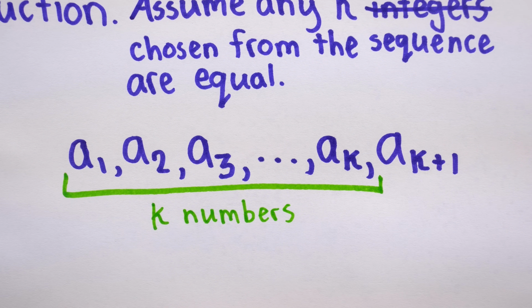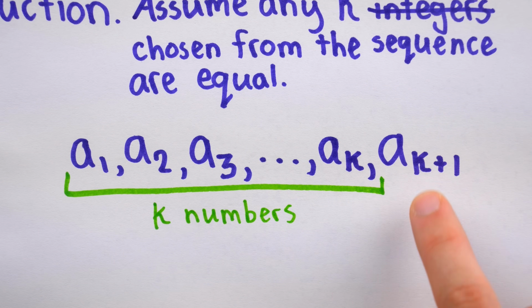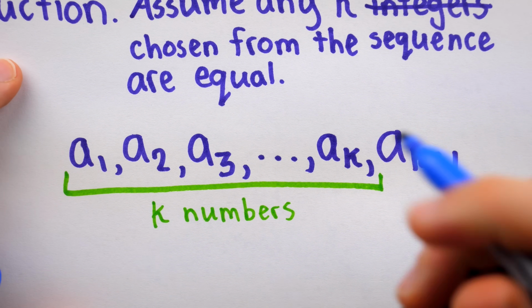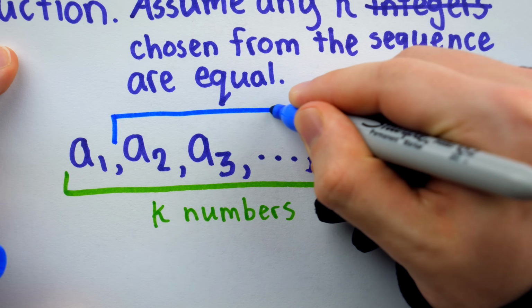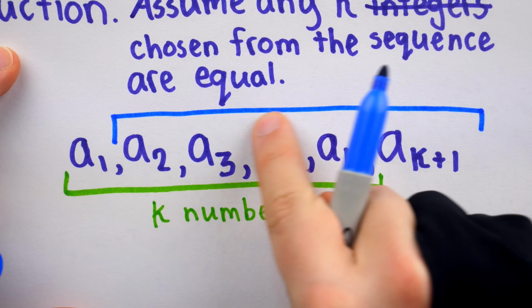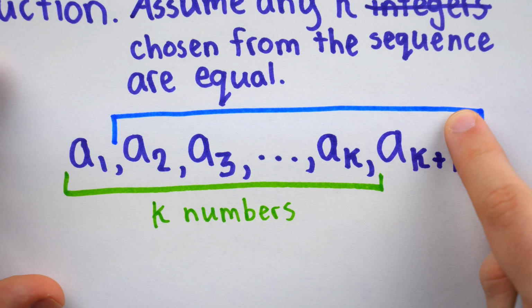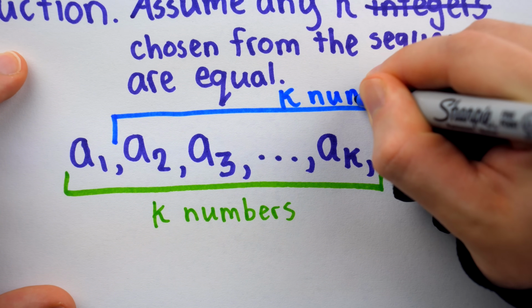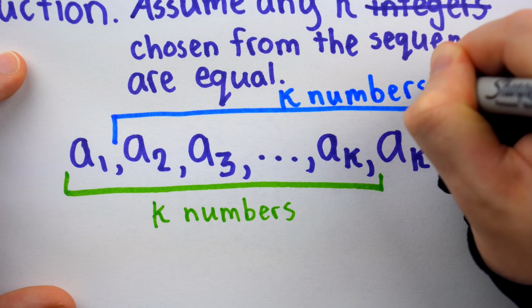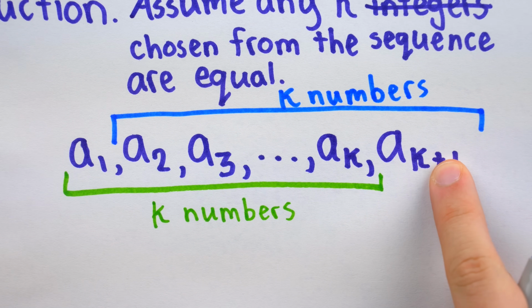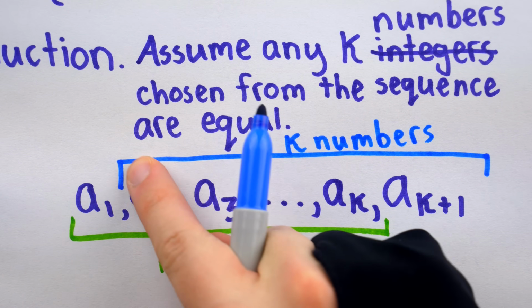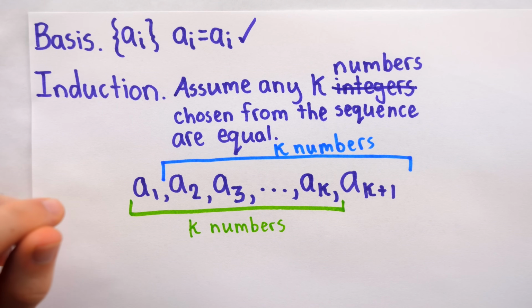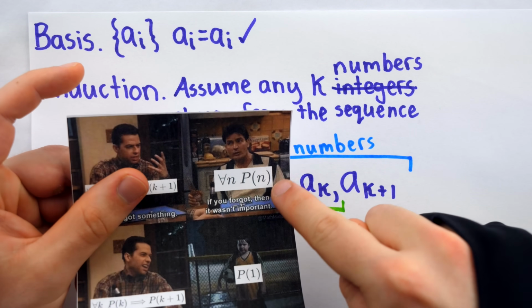But then how do we deal with the pesky k plus 1th number on the end? Well, let's just look at these numbers. How many are here? Now we're excluding the first one, so in total here, again, there are k numbers. So again, the induction hypothesis applies. This is a set of k numbers chosen from our sequence, so they must be equal. This completes the proof by induction. We're granted the conclusion now.